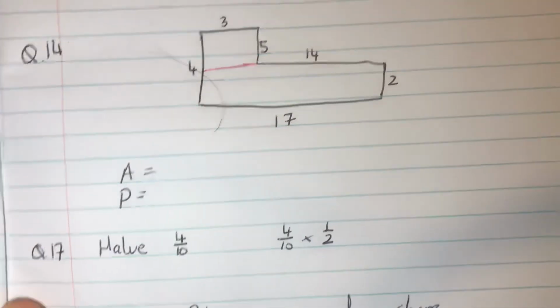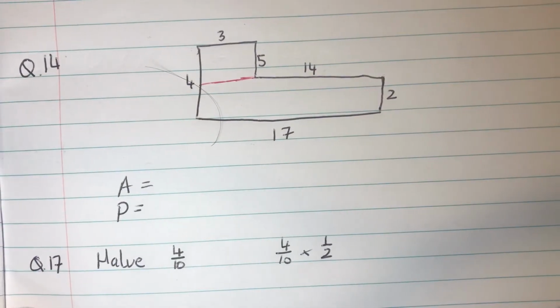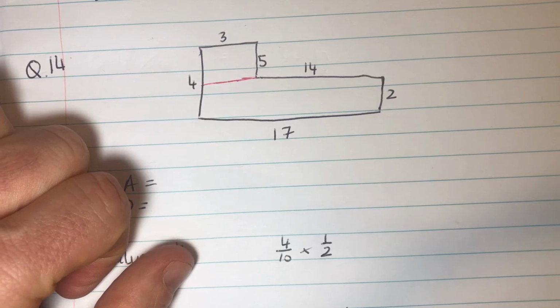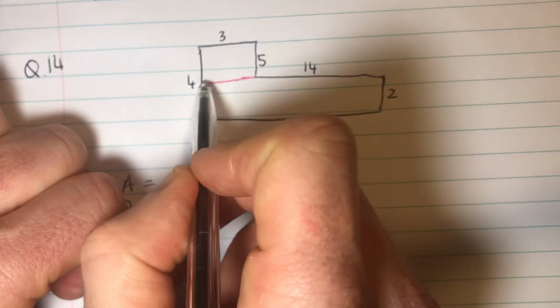Okay, question 14. These guys again. Okay, here is an irregular shape, and they ask us for the area and the perimeter. We can't get the area of an irregular shape, so we need to make 2 regular shapes. Okay, and if you look here, I've drawn a little red line to make 2 rectangles.